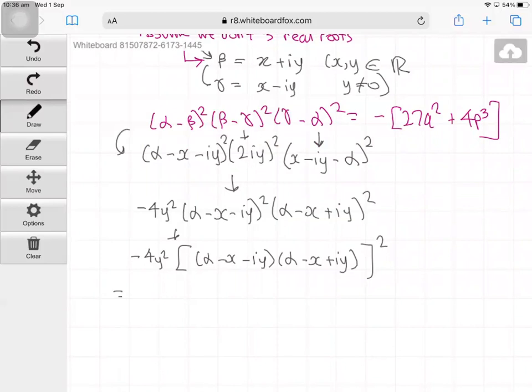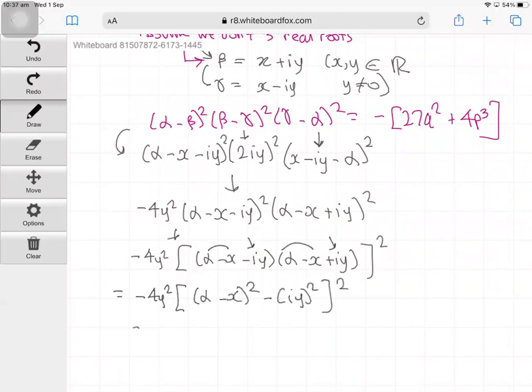And now I have -4y squared. And this, in fact, is a difference of 2 squares, because we have alpha minus x times alpha minus x, and then this minus iy and plus iy. This is equal to -4y squared times alpha minus x squared, and i squared is -1, so we have this thing.